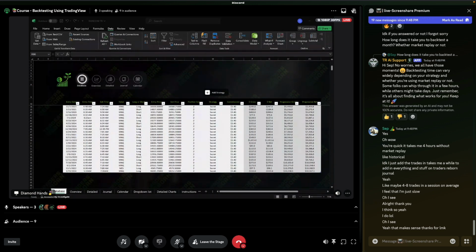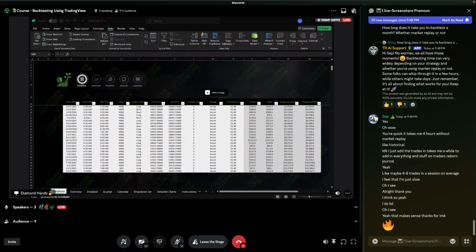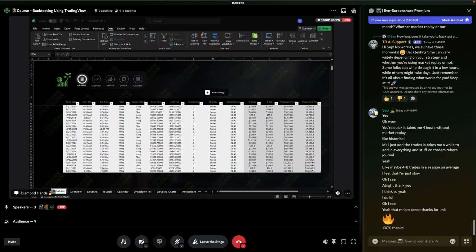If you're paper trading, you can also do this. You can use a trading journal and put in all the trades you take. If you're consistently blowing accounts, I suggest going back to paper trading and finding something that works before going back.